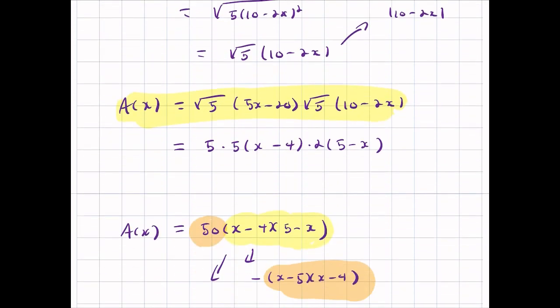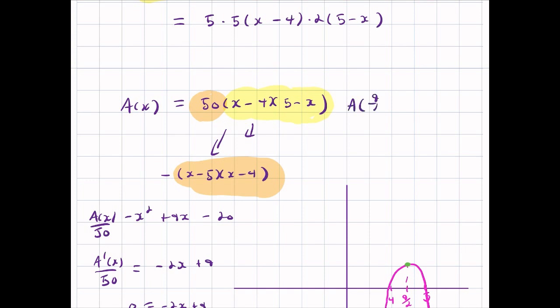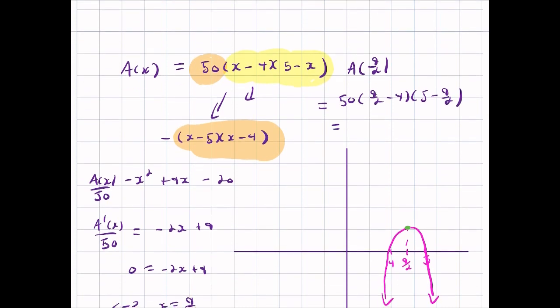And so let's take a look. This is the sort of crescendo here. We have a drum roll. Can we make this thing bigger? A of 9 over 2 is equal to 50 times 9 over 2 minus 4 times 5 minus 9 over 2, which is, well, 9 over 2 minus 4 is 9 over 2 minus 8 over 2, so it's 1 over 2. So this is 50 times 1 over 2. 5 minus 9 over 2 is 10 over 2 minus 9 over 2, which is also 1 over 2.